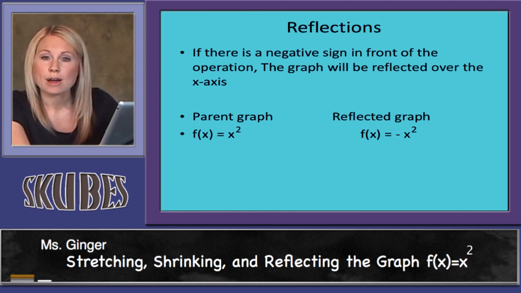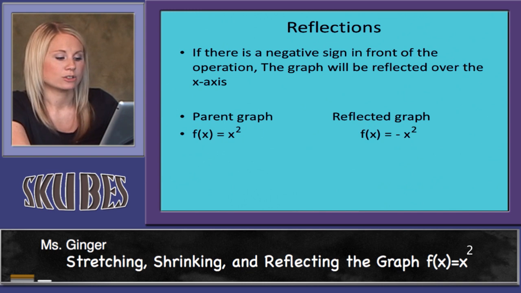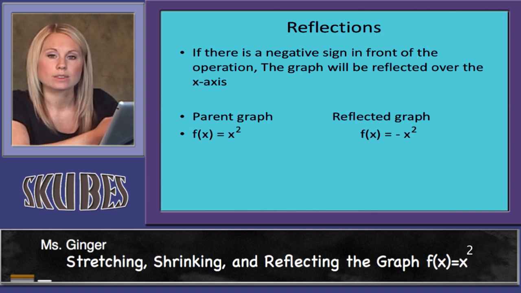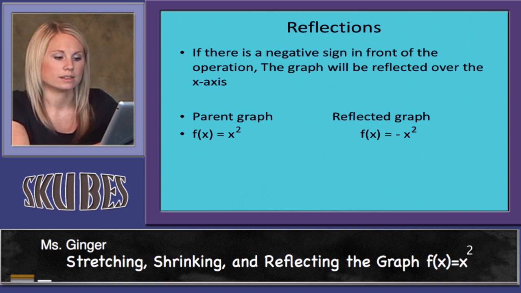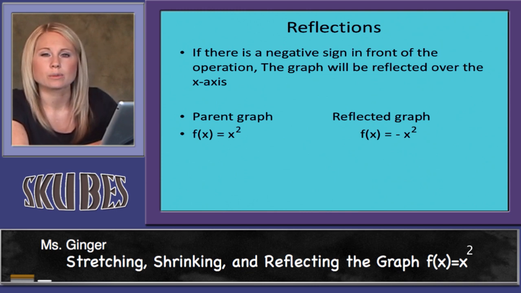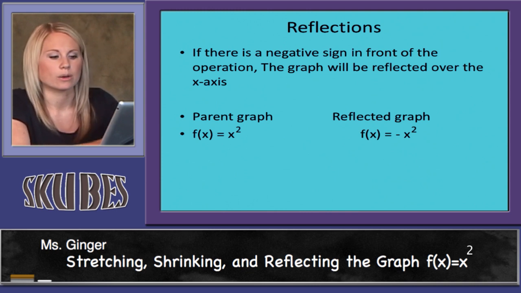Alright, so I talked a little bit about reflections, and here's a recap of that. Just remember, if you are looking in the front of the operation and you do see a negative sign, that is going to reflect the picture down over the x-axis, wherever your picture may be. It may not be on the origin, maybe somewhere else in the grid, but it is going to flip it downward.